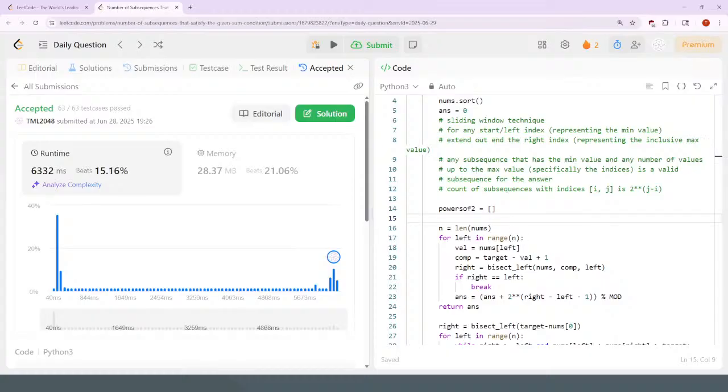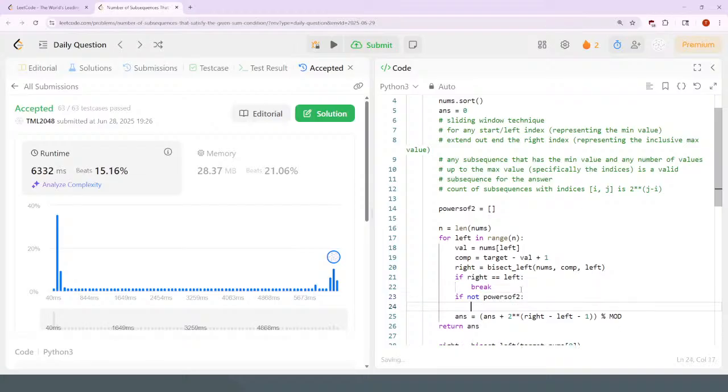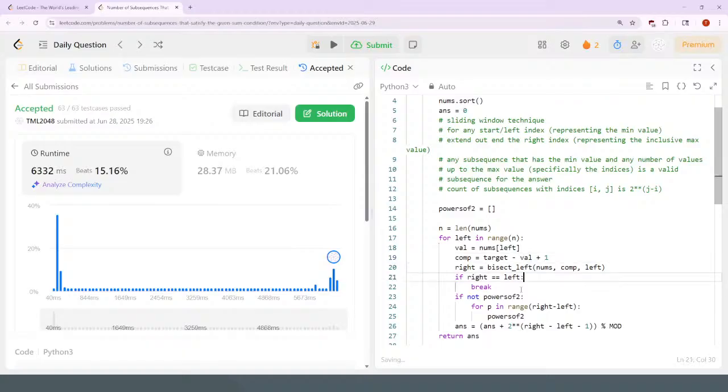And so I could say if not powers of 2, then create the initial size, then for every p in the range of right minus left minus 1, right minus left, then powers of 2, let me go ahead and say the first powers of 2 should be size 1, 2 to 0 is 1.